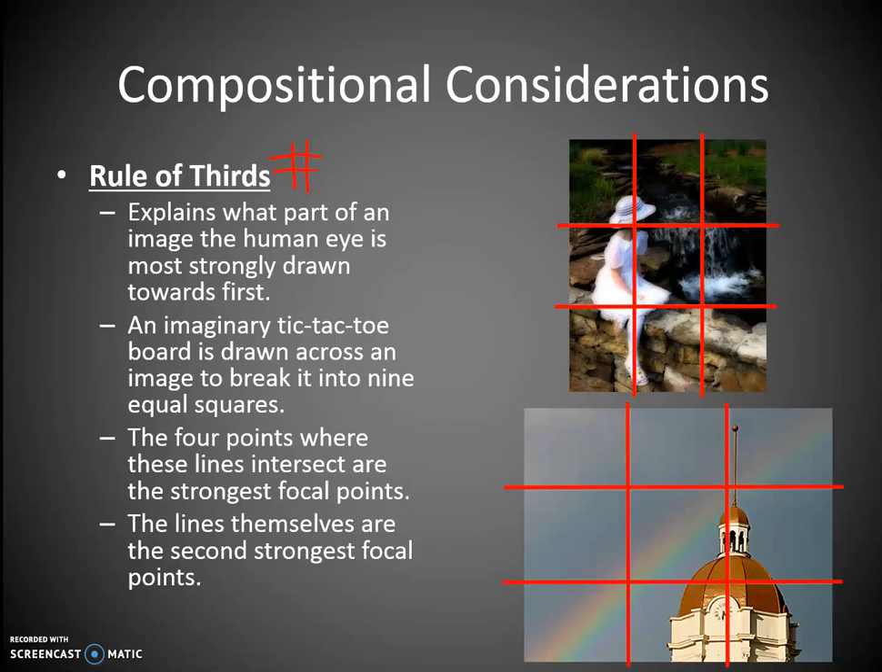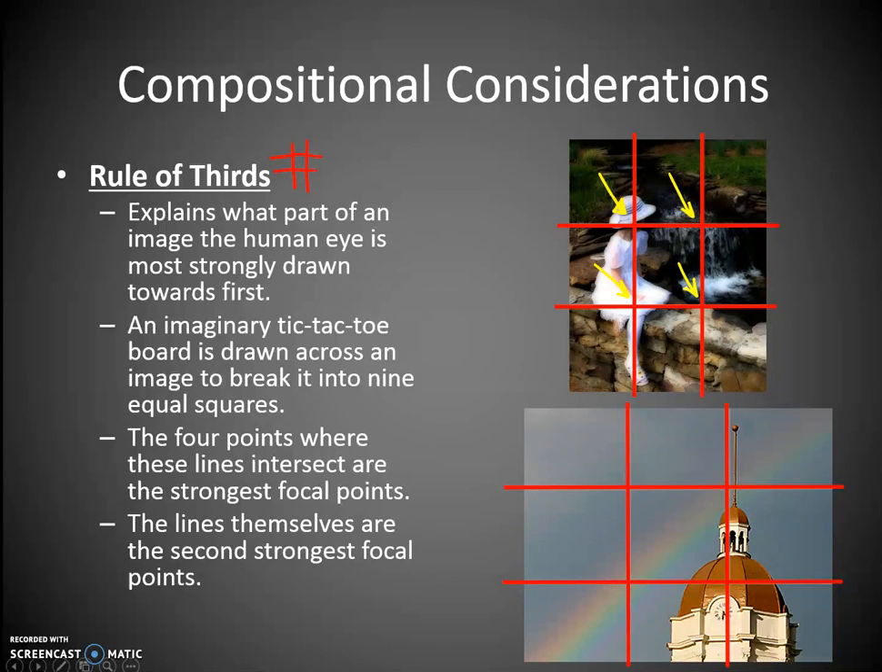Basically, the rule of thirds explains what part of an image the human eye is most strongly drawn towards first, which, as you can imagine, is where you're going to want to put your focal point. That's the main subject of your artwork. Like I said already, it's drawing an imaginary tic-tac-toe or hashtag across the image, and it breaks it into 9 equal squares. So in other words, thirds. Okay? What this is stating is that the areas where the lines intersect, those are the strongest areas for a focal point.